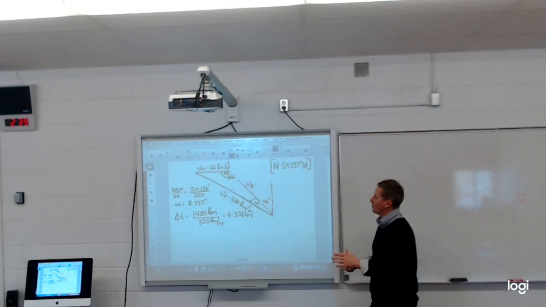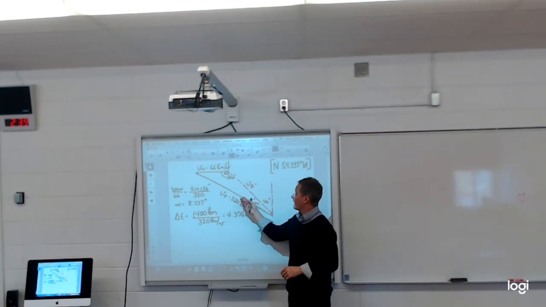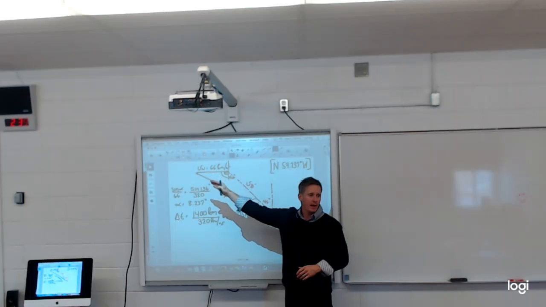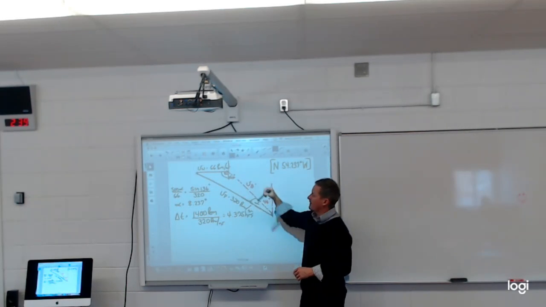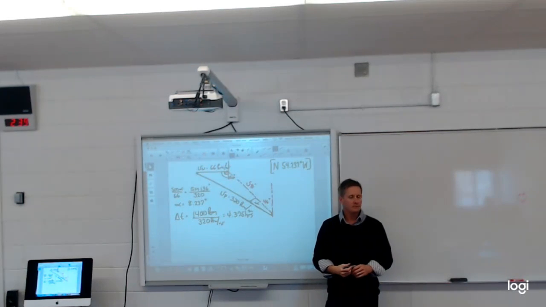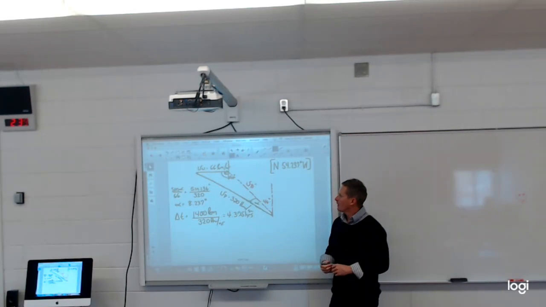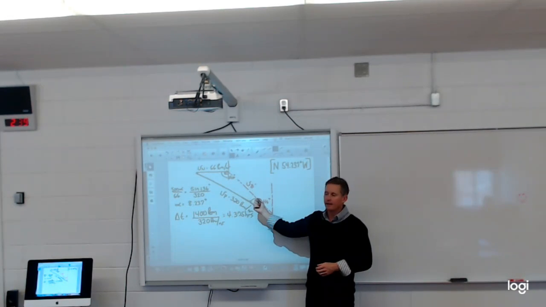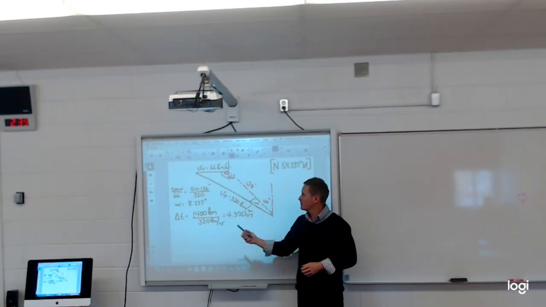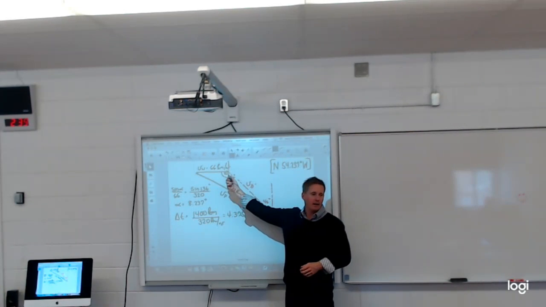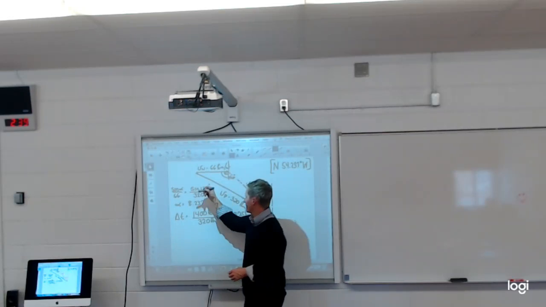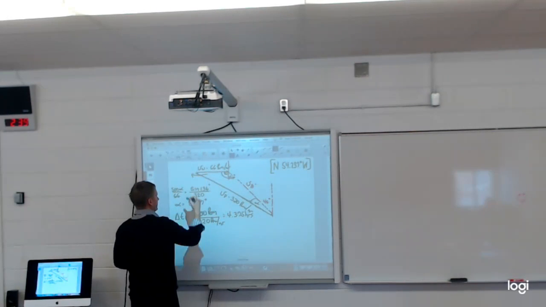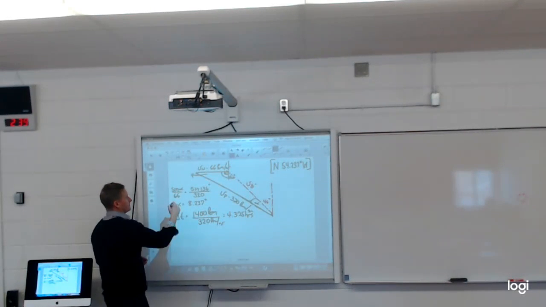But I'm not flying without wind. I have to fly into the wind. So that means I need to find out what that side is right there. Can you do the... Nope, because there's no right angle. So what can I use for this? Well, I know this angle right here is 8.237. I know that angle right there is 136. What does that make this angle then? 35.7.